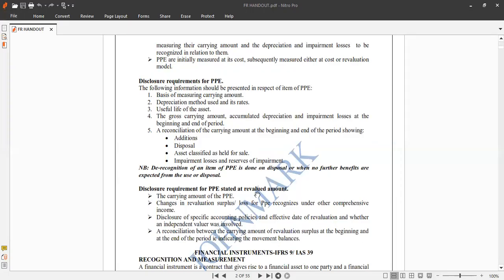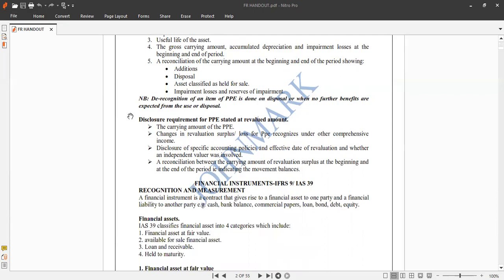Good. Those are the 3 circumstances under which you should derecognize an asset from the financial statement. Number 1 is on disposal. Number 2, when the asset is obsolete, that means the company expects no future benefits from that asset. And then when the asset has been fully depreciated.